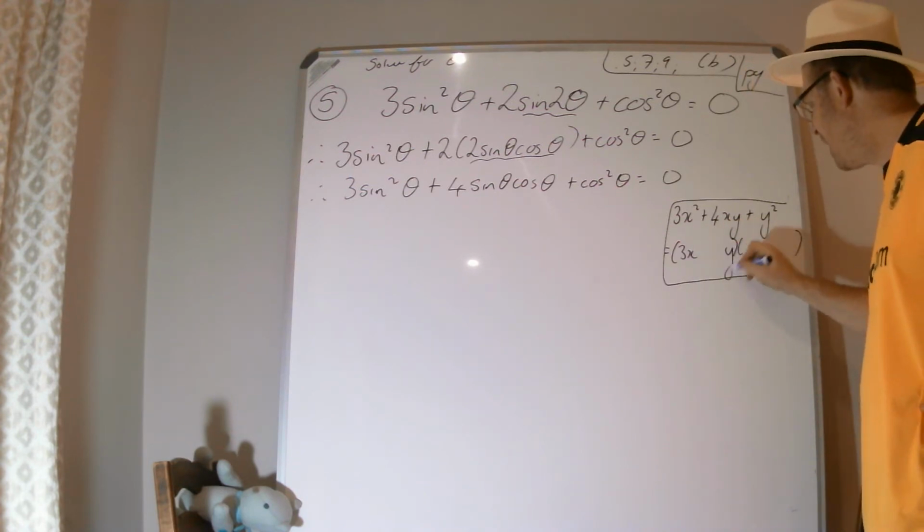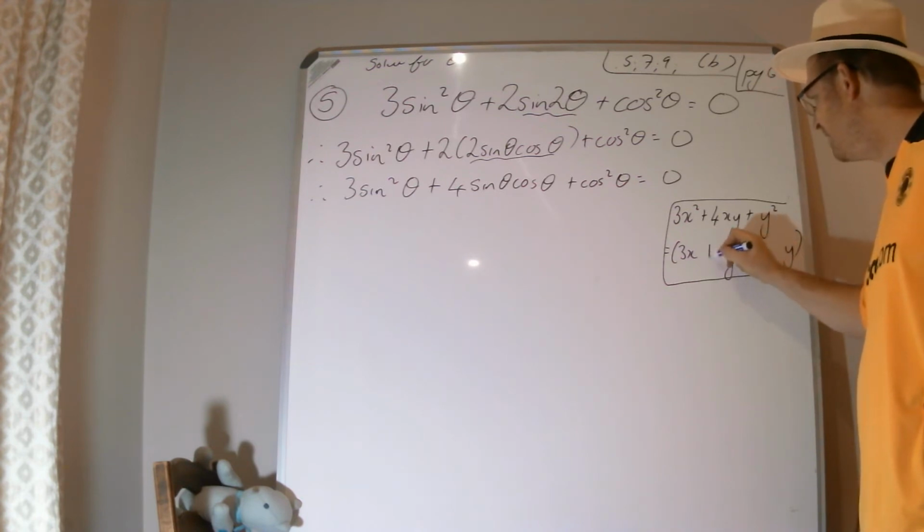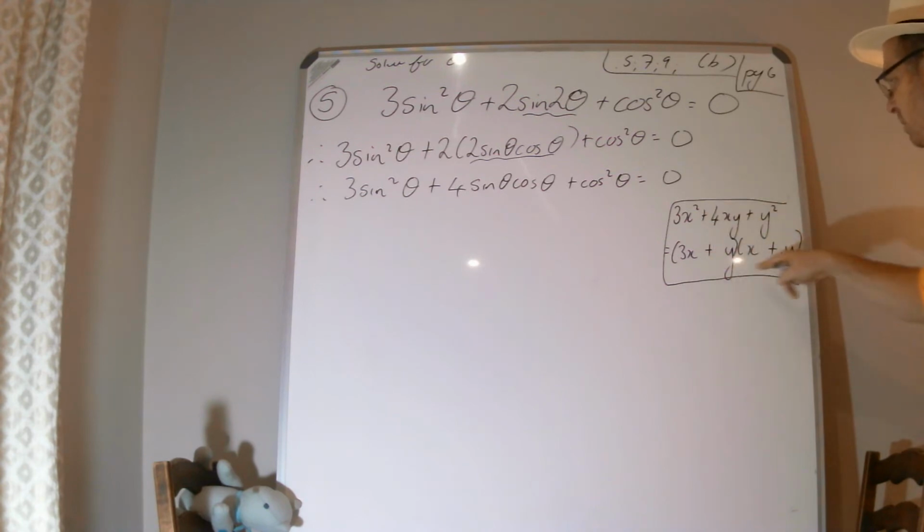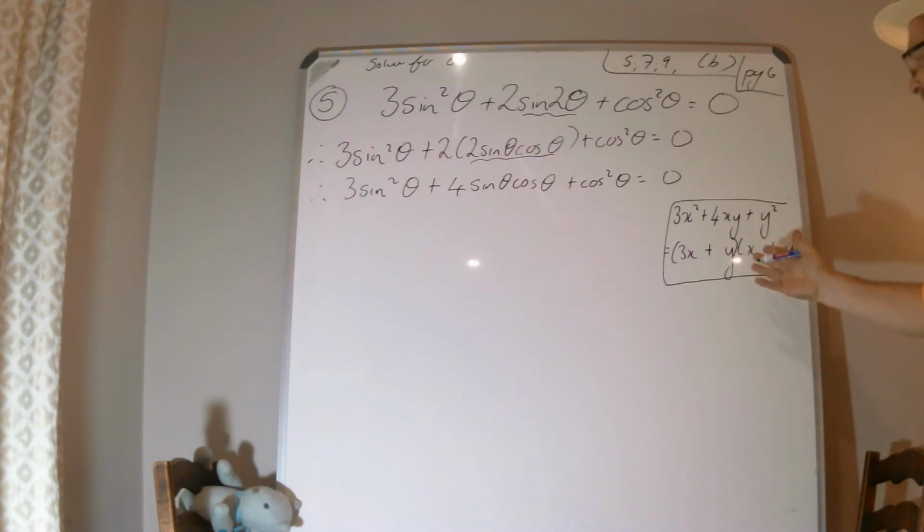Okay, and you're going to have a y and a y, and all the signs are plus. If you times that back out, you'll get 3x squared plus 3xy plus xy, which is plus 4xy, plus y squared. Well done, if you told me. And that helps us how?